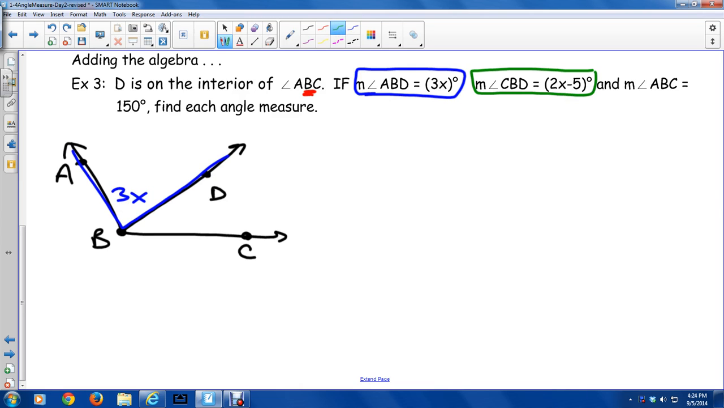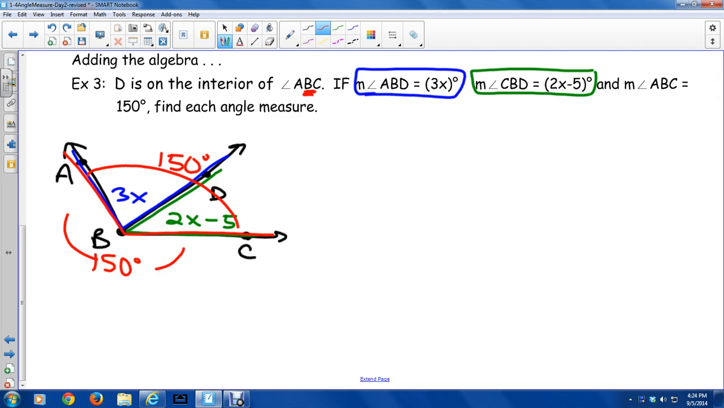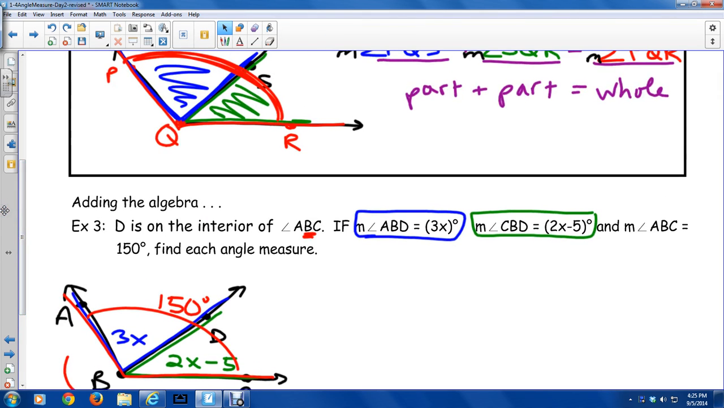Measure of angle CBD is 2x minus 5. And measure of angle ABC, that's the whole angle, we're told is 150 degrees. Some people like to mark it out here, I've seen as well. Somehow you got to show that's the whole angle so you don't get confused with what's going where. And I said we should be able to use our part plus part equals whole that we have right here.